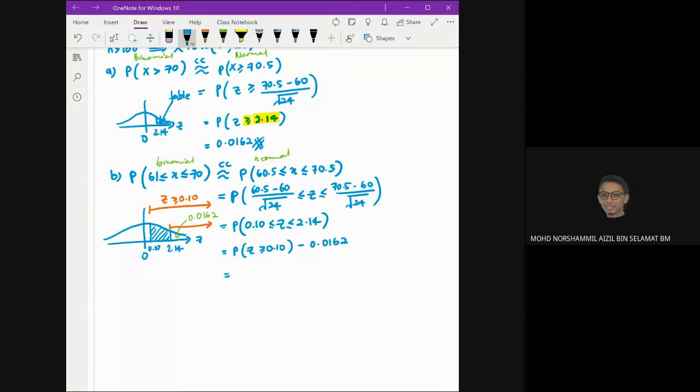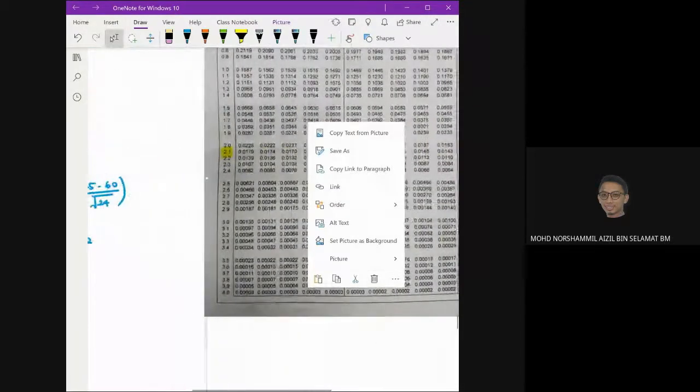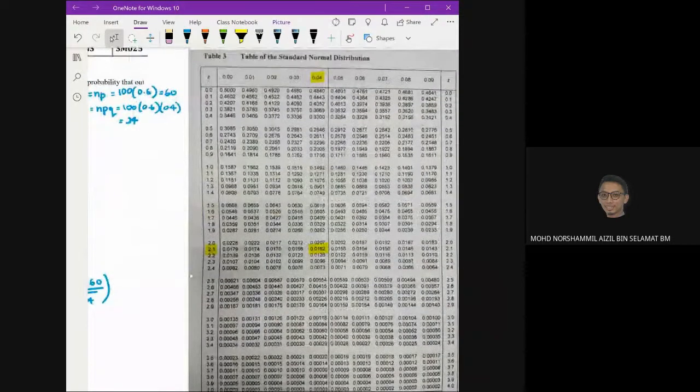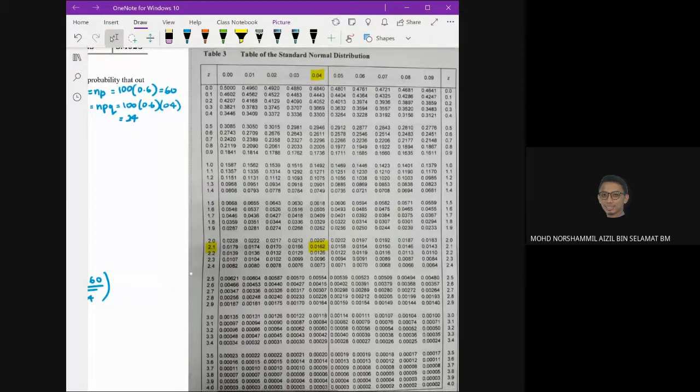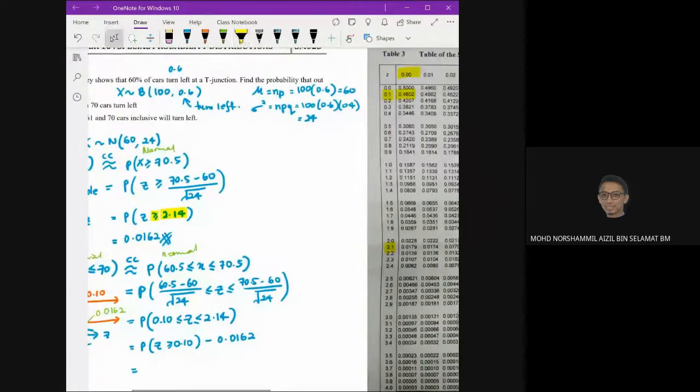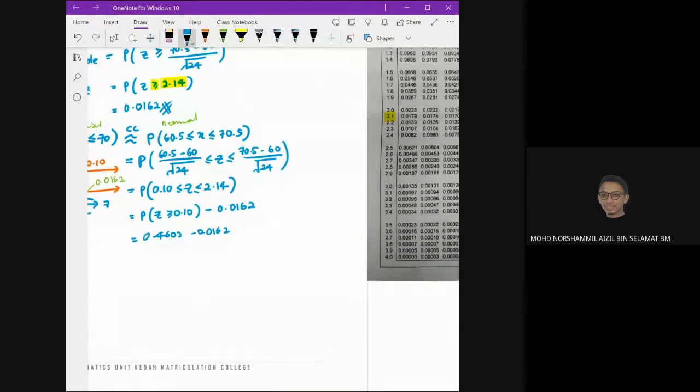So let's take a look at the table. 0.1. So 0.1, 0.4602, tengok dekat atas ni 0.1, 00, this one 0.4602. Minus 0.0162. Calculate. Okay. 0.444. Thank you very much.